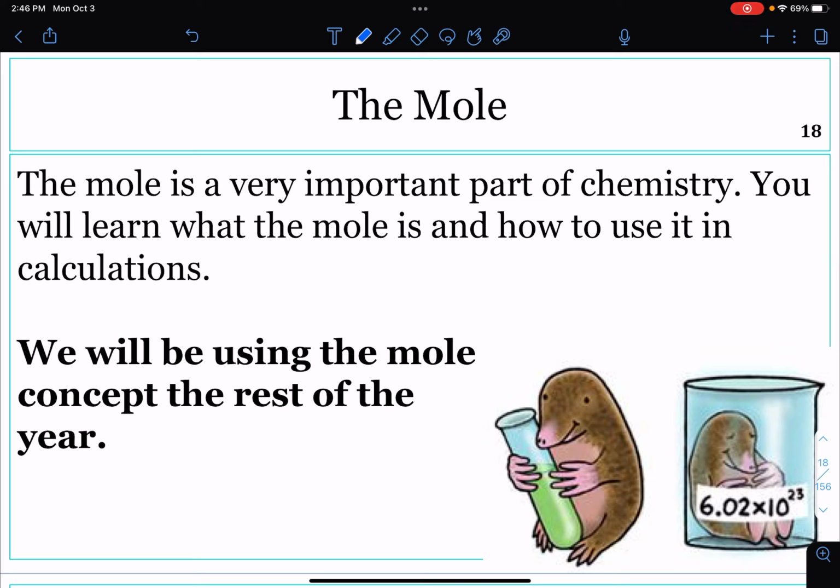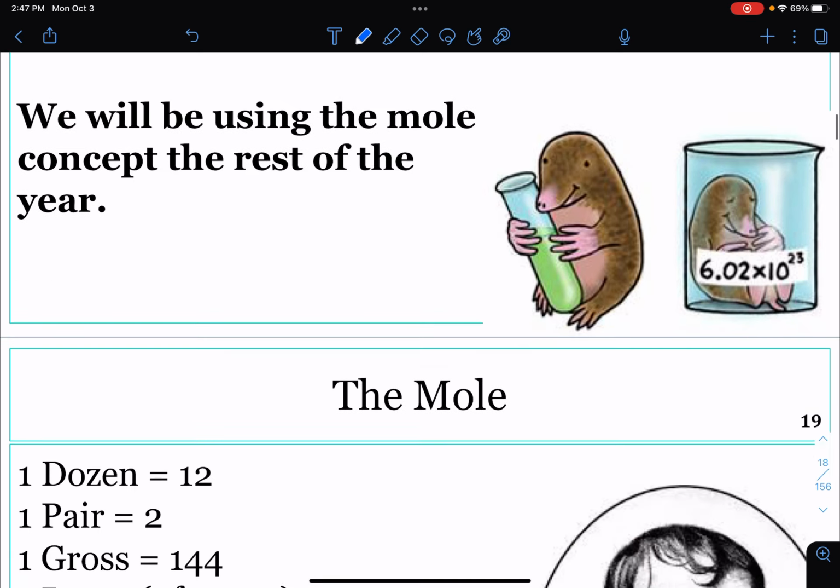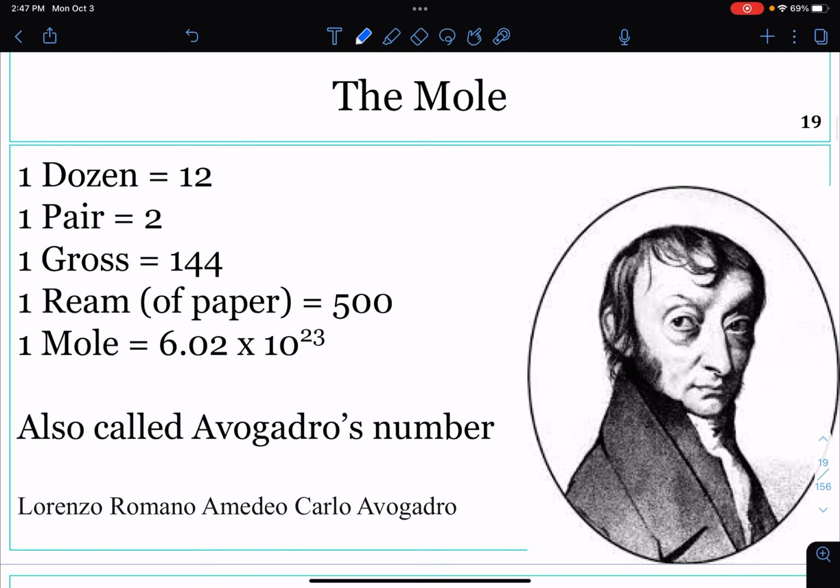The mole in chemistry has nothing to do with the little animal mole, but in many textbooks and curriculums, this cute little animal has become a mascot of chemistry, if you will. The mole is one specific number or value. In the same way that 1 dozen is equal to 12, 1 pair is equal to 2, a gross is equal to 144, a ream of paper equals 500, 1 mole is equal to 6.02 times 10 to the 23.